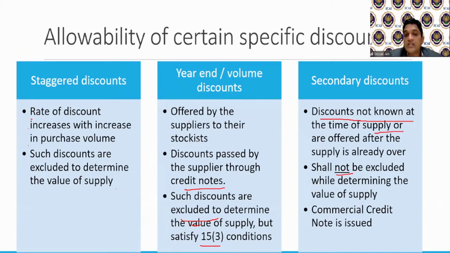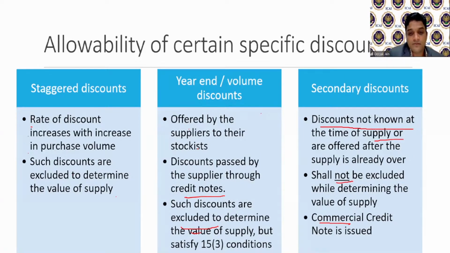So how will this secondary discount be given? It is given through a commercial credit note. These two, the staggered discount and the year-end discount, are given through a normal credit note. But with this discount, I'm telling him to pay me less. How will he pay less? Through the issue of a commercial credit note. So that is all about discounts.